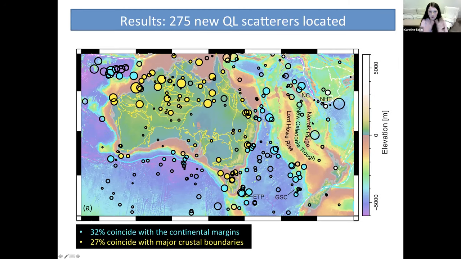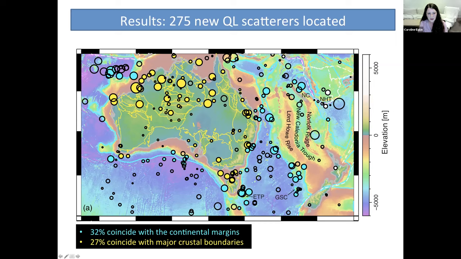So we're seeing these scatterers everywhere. But if you start to take a closer look at these, there are some really interesting patterns. Highlighted here in cyan, almost a third of the data points coincide with the continental margin. That is the boundary between continental and oceanic crust, and I've outlined that here with the cyan line. Any quasi-Love wave scattering point that lies within 100 kilometers of this boundary, I then highlight in cyan. And 100 kilometers is roughly the typical size of the error on the location of these scattering points.